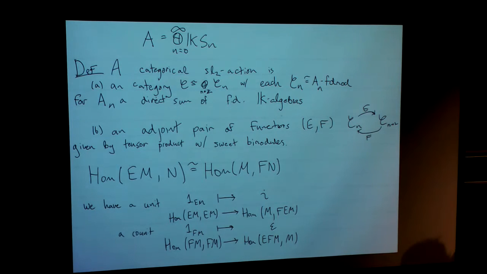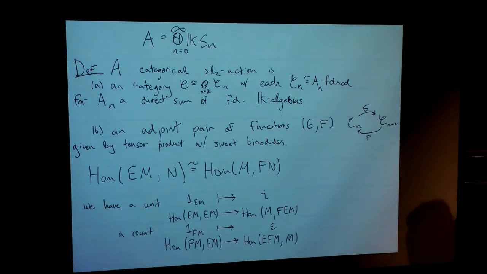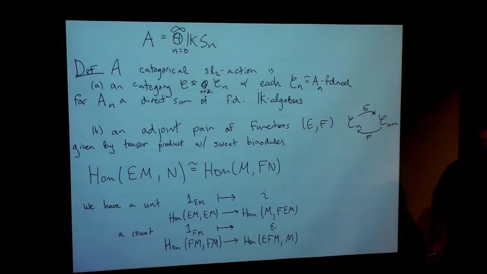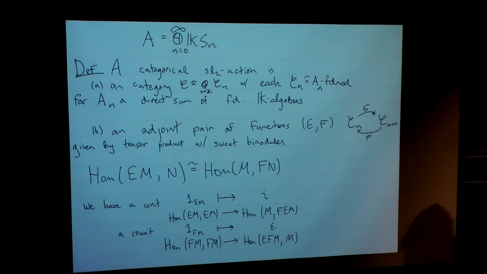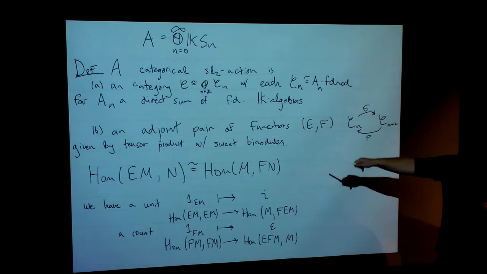All right. That's a good start. That's my weight decomposition. That gives me the one slice. Now I'm going to have a pair of functors, E and F. They're given by tensor product with sweep bimodules. And I want an extra condition for this. I want them to be adjoint. I'm specifically saying that E and F is an adjoint pair. So E is the left adjoint of F, and F is the right adjoint of E. So I have this isomorphism of Hom spaces.